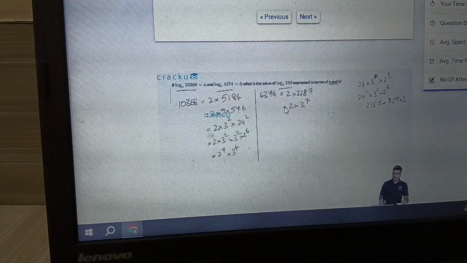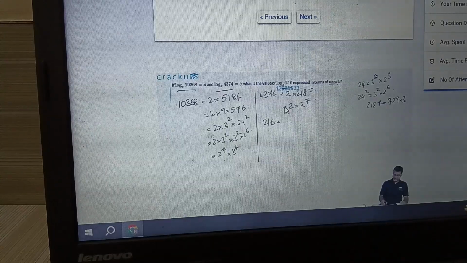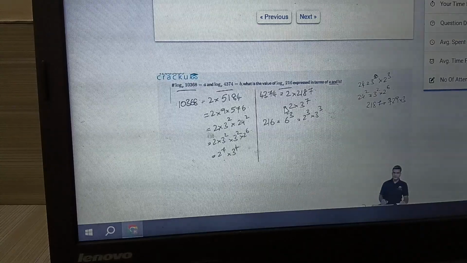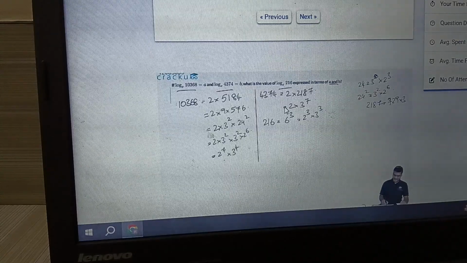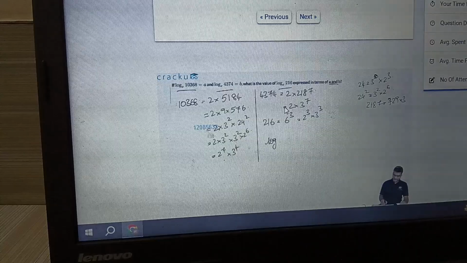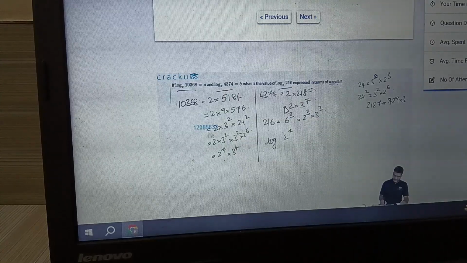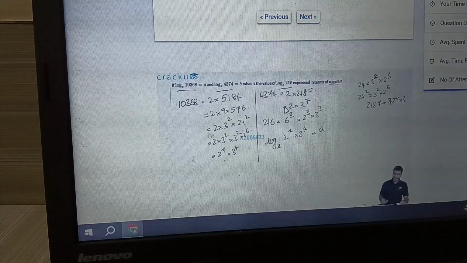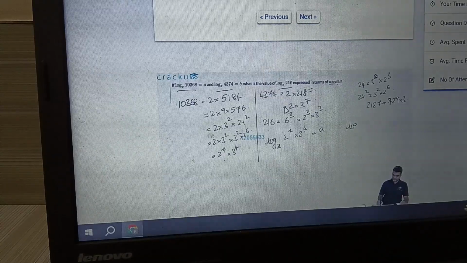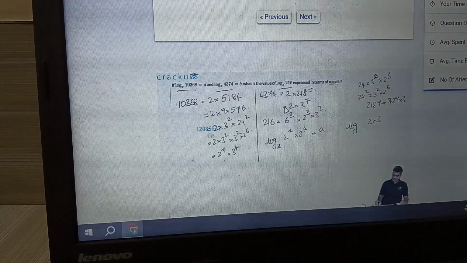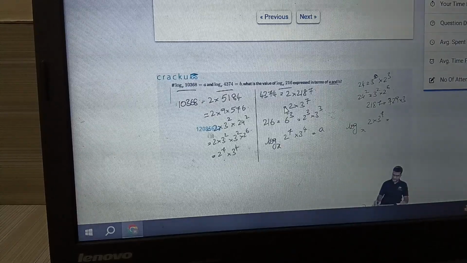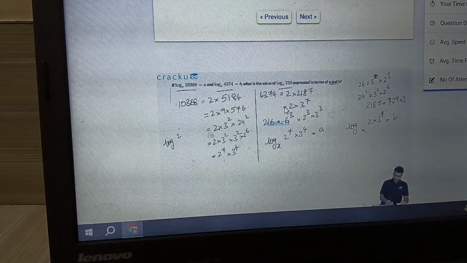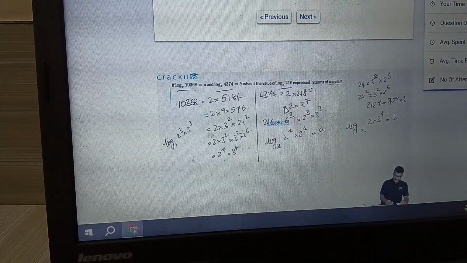And what is the value of 216? 216 is equal to 6 cube, which is equal to 2 cube into 3 cube. So the given two equations represent log of 2 to the power 7 into 3 to the power 4 to the base x is told to be equal to a, and log of 2 into 3 to the power 7 to the base x is told to be equal to b, and we are required to find out the value of log of 2 cube into 3 cube to the base x.